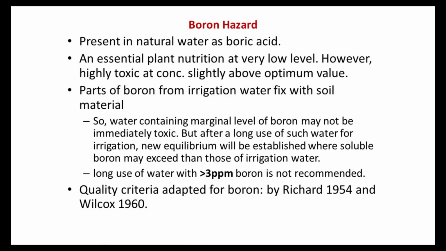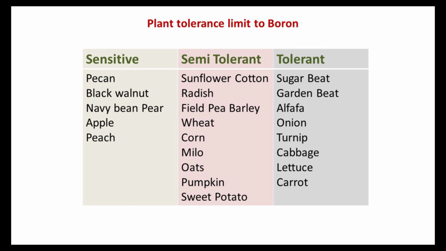But after a long duration of irrigation with such type of water, a new equilibrium will be established where soluble boron level may exceed that of irrigation water. Hence, long use of water containing more than 3 ppm boron is not recommended. The quality criteria adopted for boron was developed by Richards 1954 and Wilcox 1960, which is being adopted in various parts of the world. Based on the tolerance limit to boron, various plants have been categorized as sensitive, semi-tolerant or tolerant varieties of crops to boron.